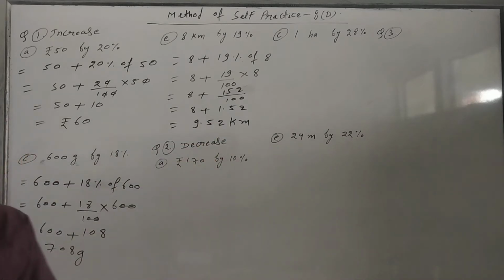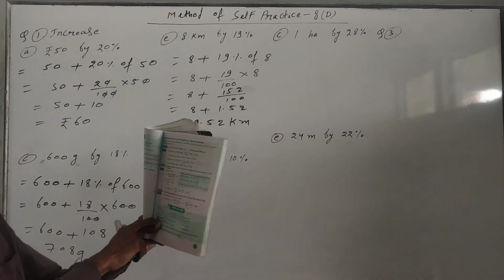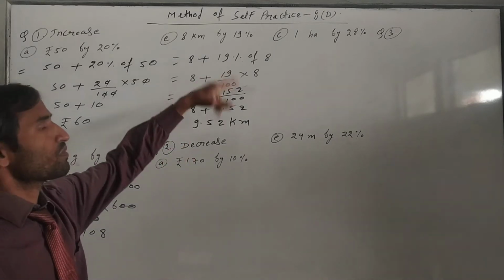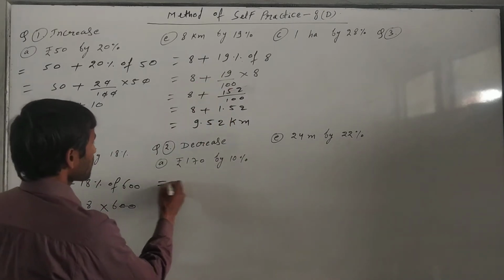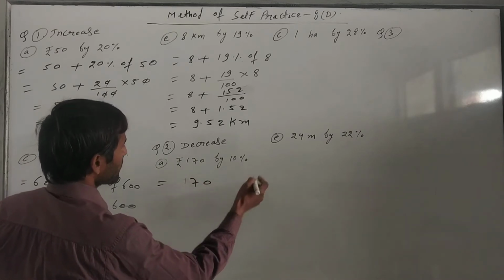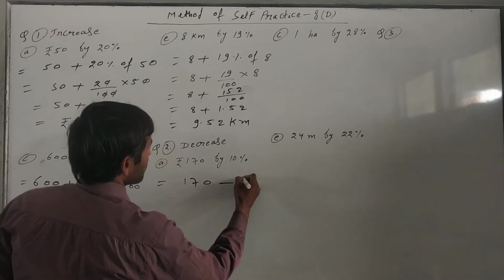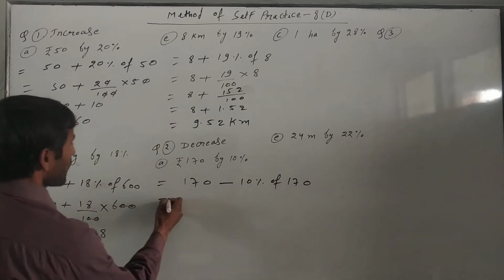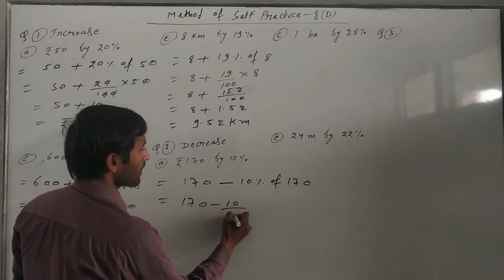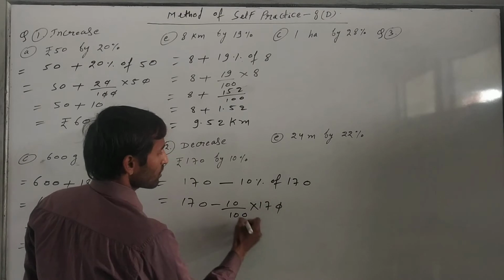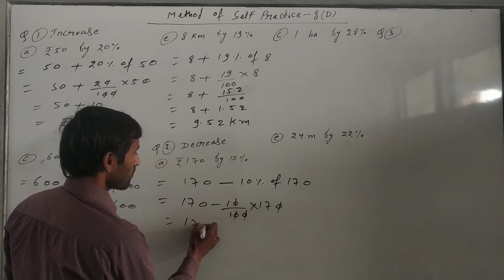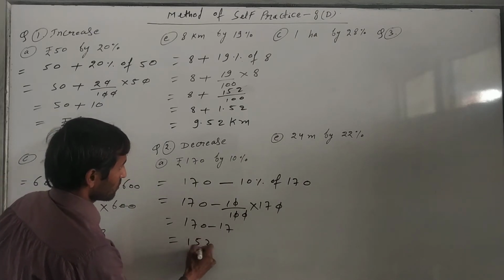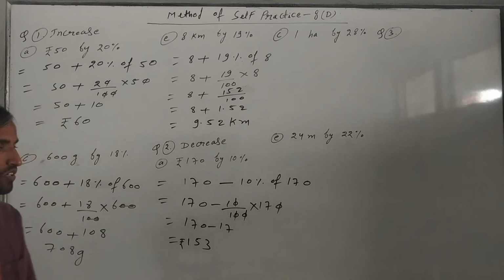Now in the second question, the question says decrease, so we will subtract here. The method is the same; just in place of the plus sign we put a minus sign. So rupees 170, we subtract 10% of 170. So 170 minus 10 upon 100 into 170. The 10 will cancel with 10, then it will come 170 minus 17. Then it will come 153. So this is the final answer, rupees 153.